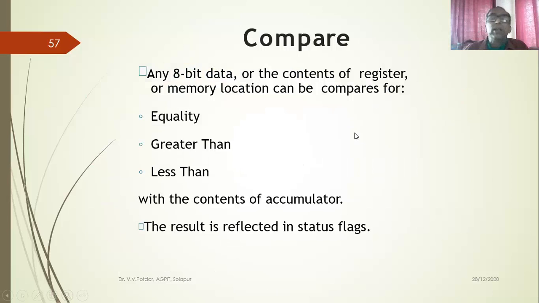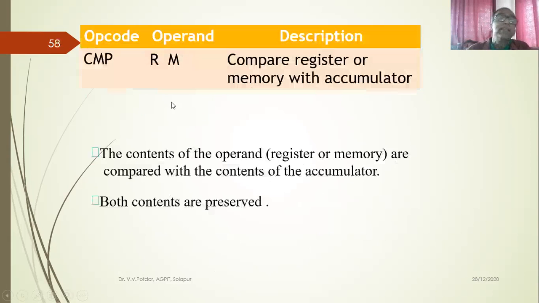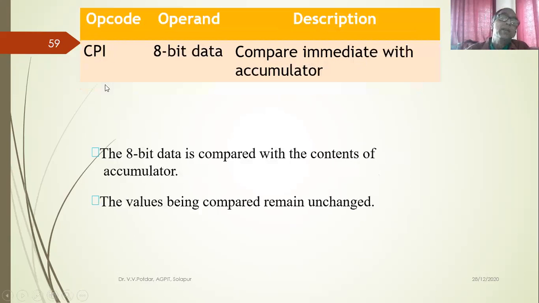Any 8-bit data or the contents of a register or memory location can be compared for equality, for greater than, or for less than with the contents of the accumulator. The result is reflected in status flags. Now what is the instruction? Opcode is CMP for compare. Operand is R or M. Compare register or memory with accumulator. The contents of the operand, register or memory, are compared with the contents of the accumulator. Both contents are preserved. And you have CPI, compare immediate with accumulator.